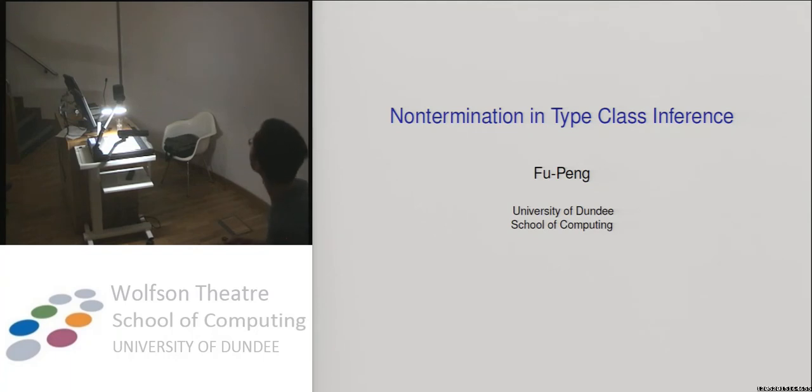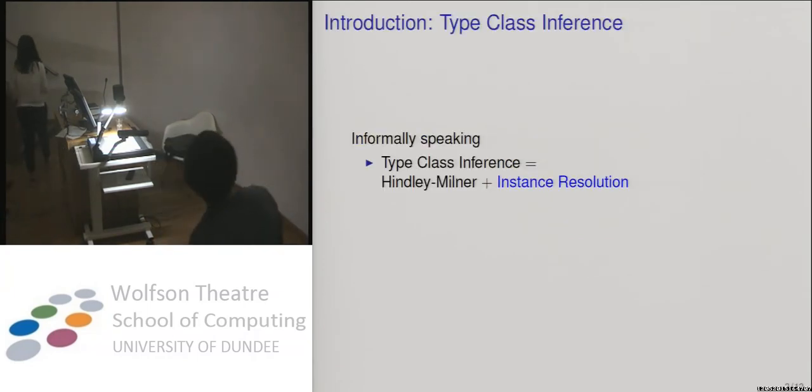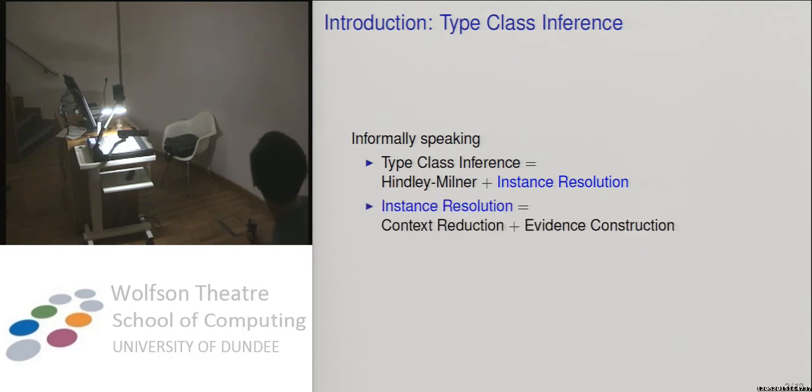So I'm going to talk about some aspects of the non-termination behavior in type class inference. Informally speaking, when I say type class inference, I really mean instance resolution aspects. Normally you would view type class inference as trying to extend the Hindley-Milner algorithm together with the mechanism to construct evidence and things like that.